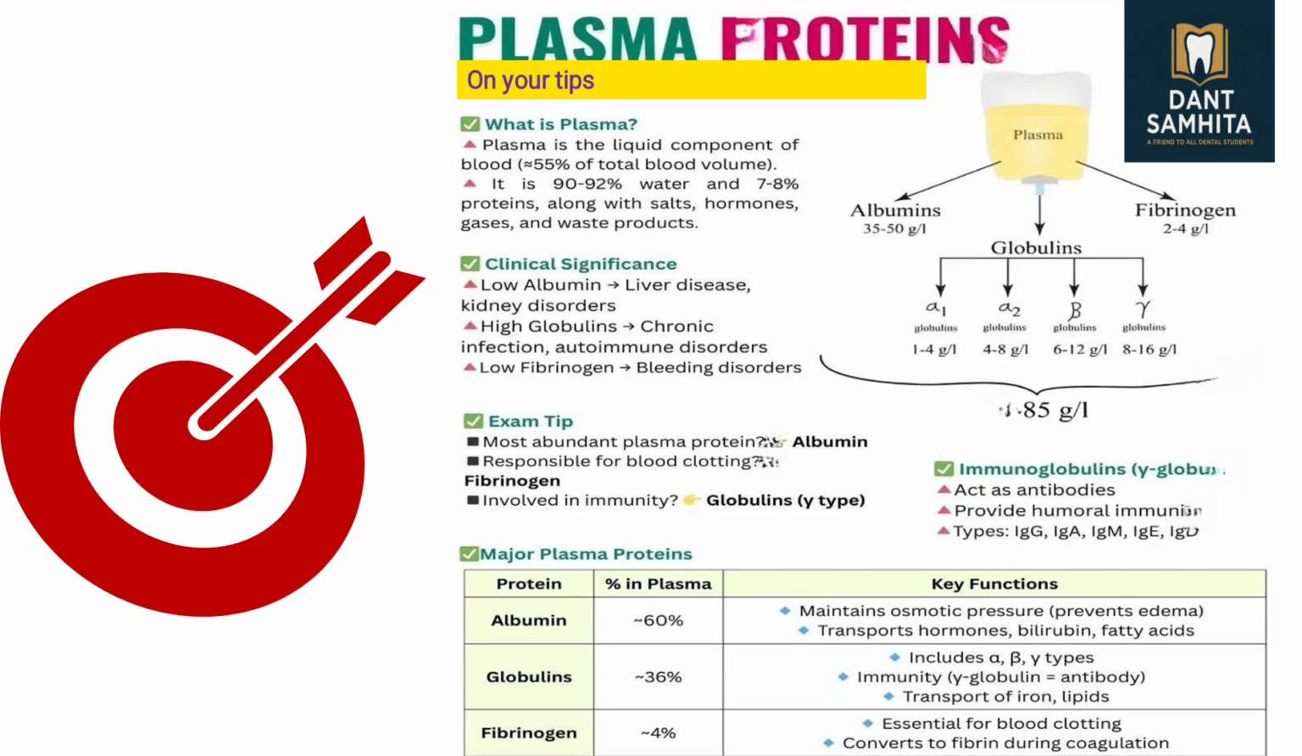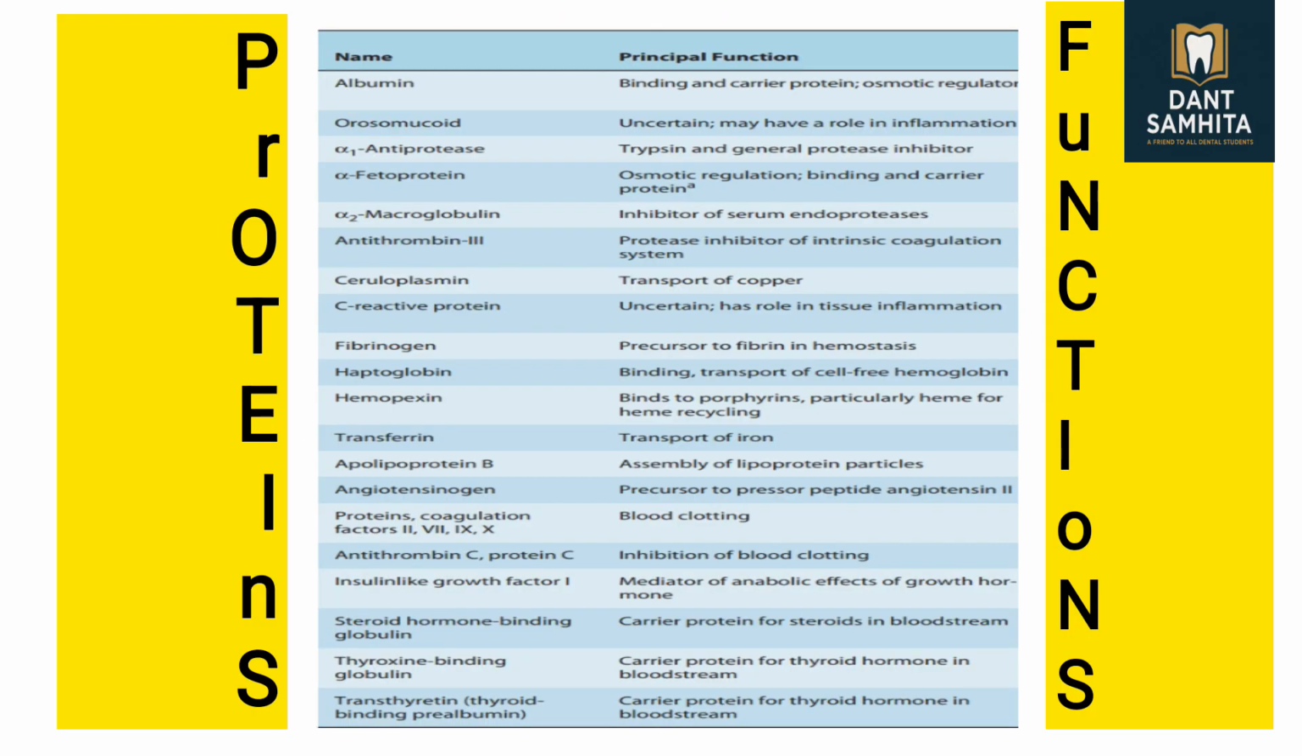The major plasma proteins: albumin, which is almost 60%, maintains the osmotic pressure and transports hormones, bilirubin, and fatty acids. Globulin, which is 36% of the total plasma proteins, includes alpha, beta, and gamma types. Immunity is given by gamma globulin, and it also transports iron and lipids. And fibrinogen, which is 4%, is essential for blood clotting and converts fibrinogen into fibrin during coagulation. So this picture has to be clearly inscribed in your brain, for this is very, very important.